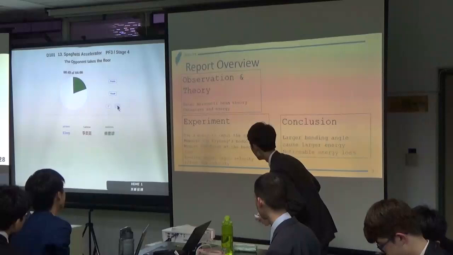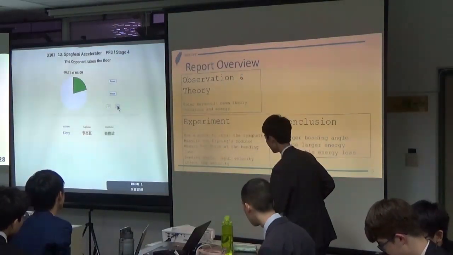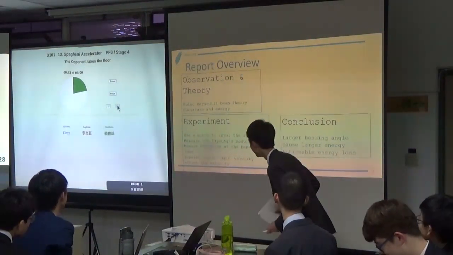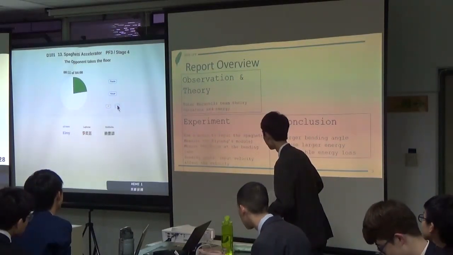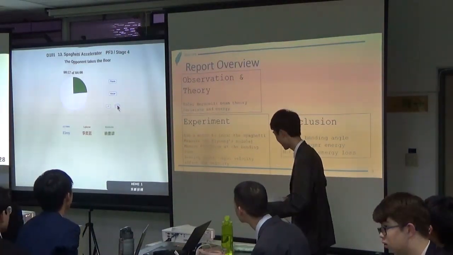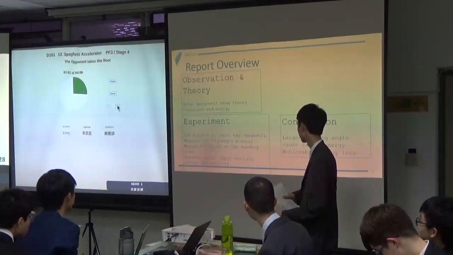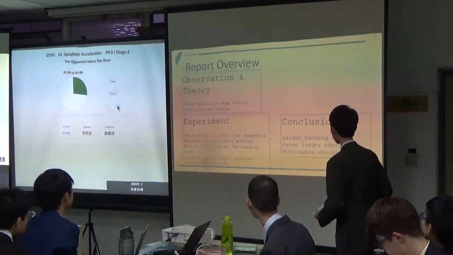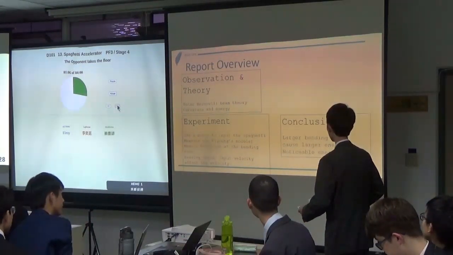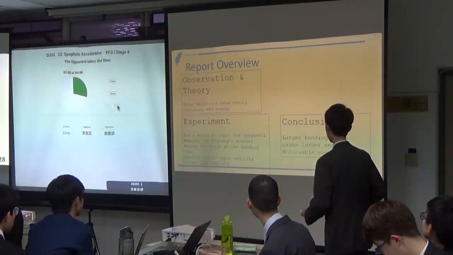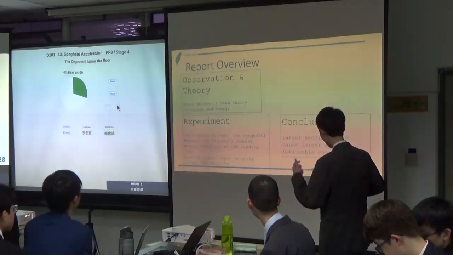And then they measure the force in the tube. For the bend, they calculate the bending angle, the input velocity, and how that affects the exit velocity. For the conclusion, they say that a larger bending angle causes a larger energy loss.